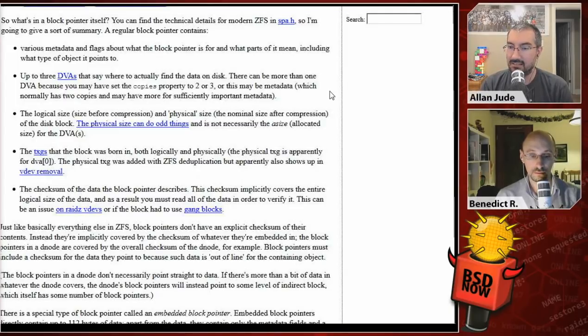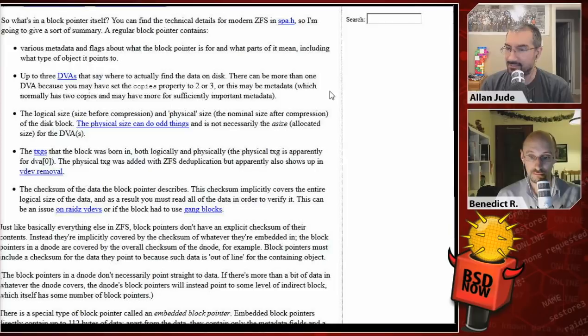It's the pointer to where on disk the data actually is. The reason why there are 3 is that copies property. You know how you can set copies equals 2 on a data set, and then every time you write data, it'll be stored twice? Well, the way it does that is by putting a second address for that data in the block pointer. And then it says it's here on disk, and it's also here on a different disk, hopefully. And that way, if one of the copies is bad, it can get the other one.